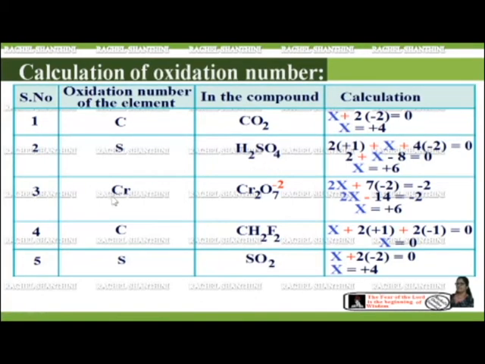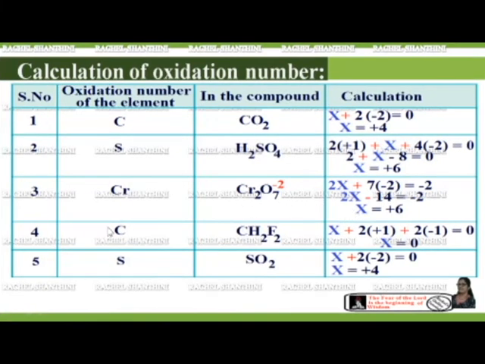Let us calculate the oxidation state of chromium in dichromate ion by assuming the oxidation state of chromium as X. We have 2 chromium, so 2 into X, plus 7 oxygen atoms, so 7 into minus 2, equal to minus 2, because we know that the algebraic sum of the oxidation states of all the atoms present in the ion is equal to the net charge of the ion. Here 2X minus 2 into 7, minus 14, equal to minus 2. When this minus 14 comes to the right hand side, plus 14. So plus 14 minus 2, 12. So 2X equal to 12. So X equal to plus 6, which is the oxidation number of chromium in dichromate ion.